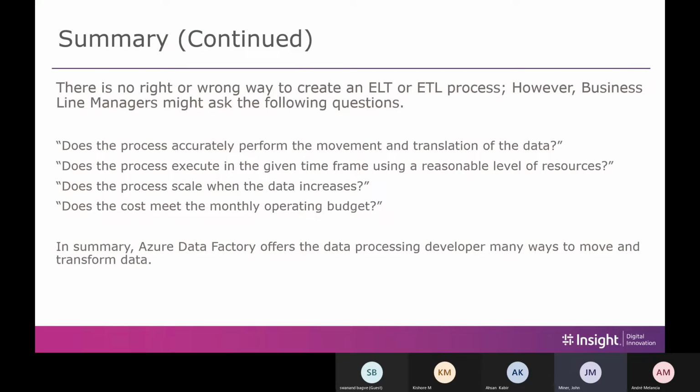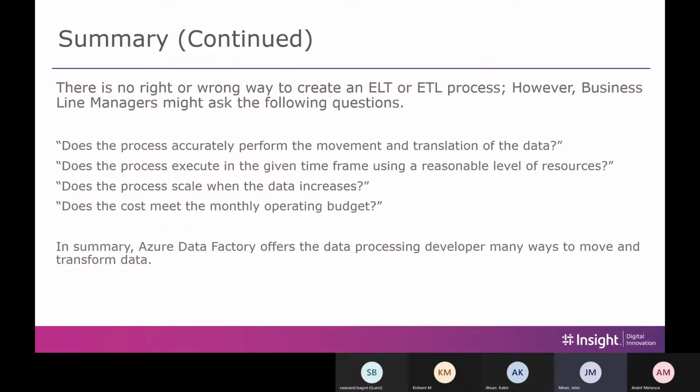So is there any right way or wrong way to create these processes? What I want you to do is ask the following questions. Does the process accurately perform the data movement and translation of the data? If it does, then you've solved it, right? Does the process execute in a reasonable amount of time so the data gets there and the business line can use it? That's another question. And if it does, then you solved your problem. Some processes can scale, right? So if you think your business is going to suddenly go from 0 to 1 million miles an hour, does the process scale? Again, that's something you have to define as a success criterion. And last but not least, does it meet your operating budget, right?